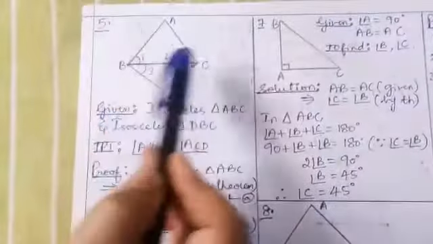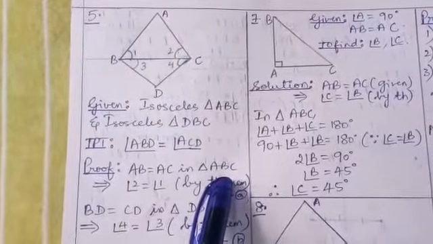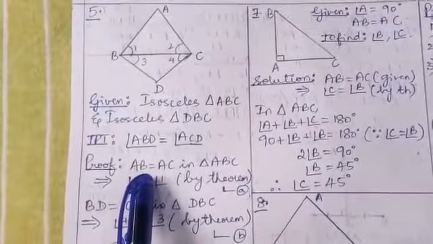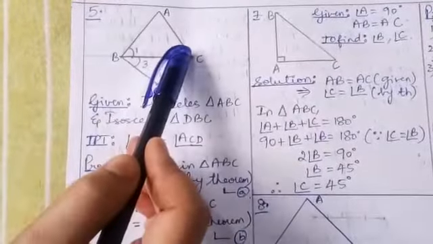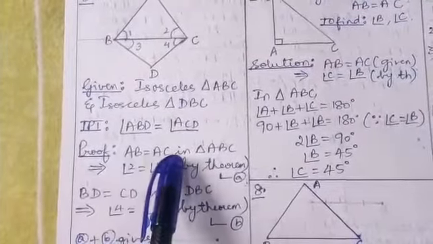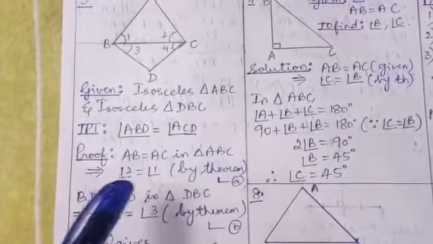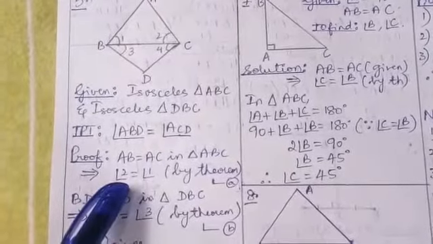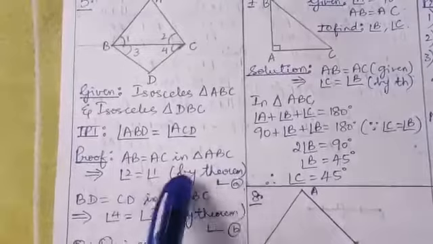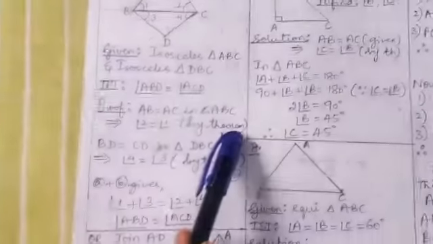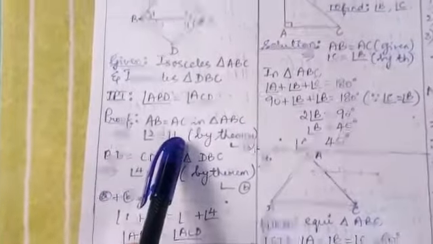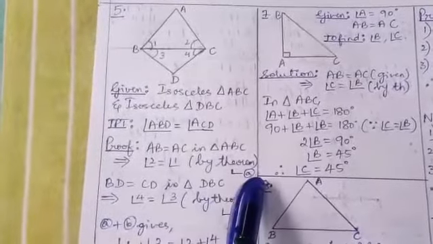Now take up the triangle ABC. Since it's an isosceles triangle, we know that AB equals AC. Now which is the angle opposite to AB? Angle 2. And the angle opposite to AC is angle 1. So since AB equals AC in triangle ABC, the angle opposite to AB, angle 2, is equal to the angle opposite to AC, which is angle 1. By the isosceles triangle property, in a triangle when two sides are equal, the angles opposite to them are also equal. Now let's call this result A.